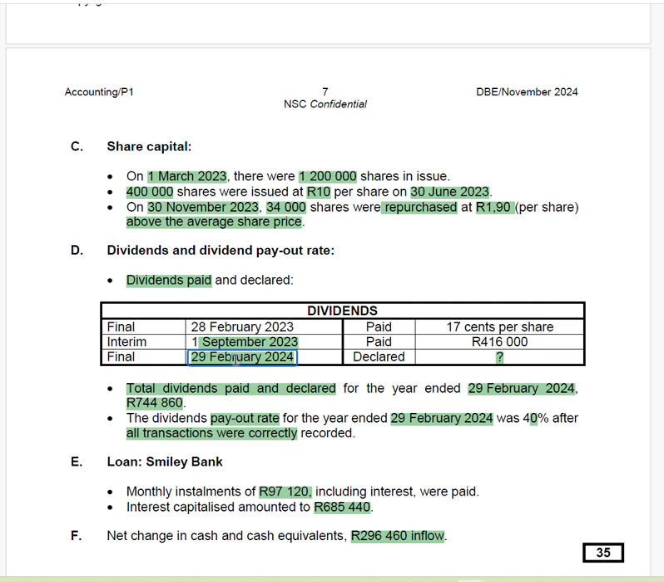How are we going to be able to get that? Because we know the total is 744,860. Then we need to subtract the interim dividend, or the dividend that was paid halfway through the year. So why do you have interim and final dividends? Most companies, they will declare dividends twice a year and pay them twice a year. So for the year, right? So what does that mean?